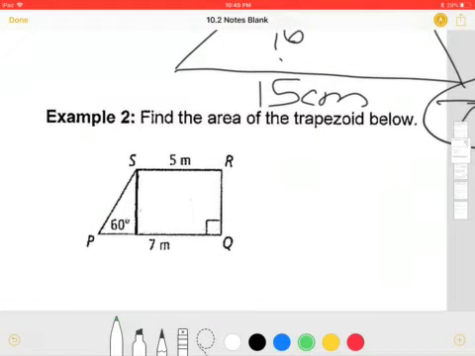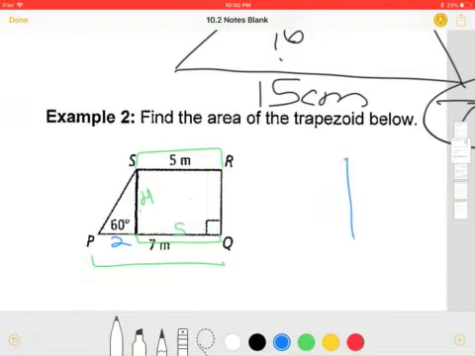Another 30, 60, 90 coming up. You got this. We can note that from P to Q, this is 7. We know that from S to R, this is 5. What are we missing? We're missing our height. But don't worry. We know that from S to R, this is 5. So what do you think the distance is going to be from here to here? Hopefully you're saying 2.